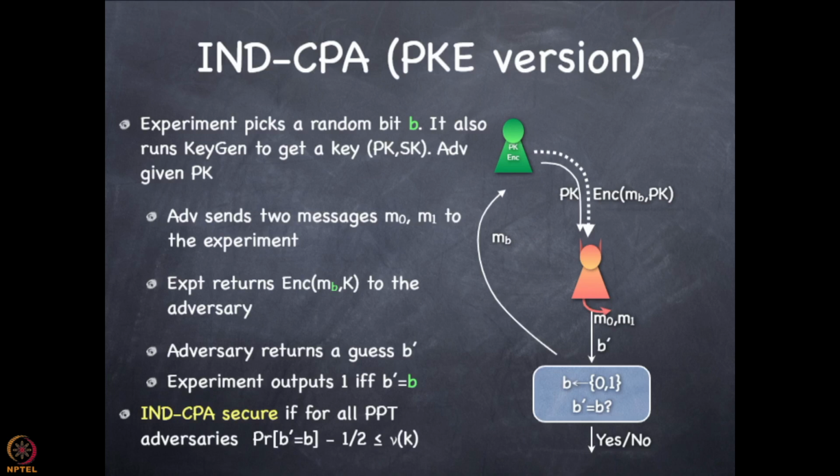Okay, so that's the definition. Any questions on the definition? Okay, it looks very similar to the symmetric key encryption situation. The adversary can get one of two messages encrypted and has to guess which one was encrypted. And again, a deterministic encryption wouldn't have worked.